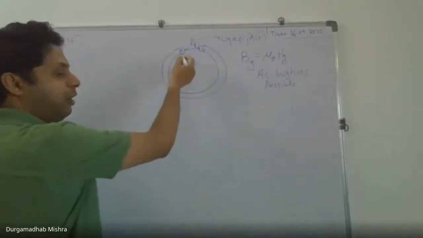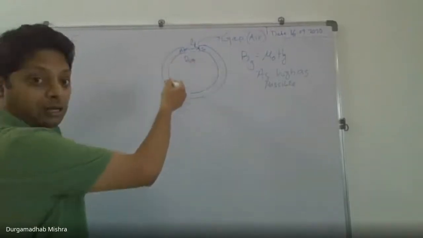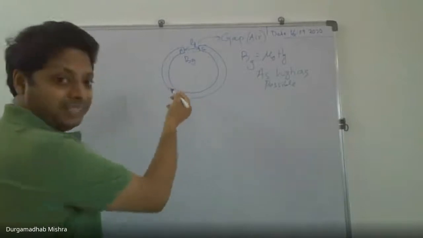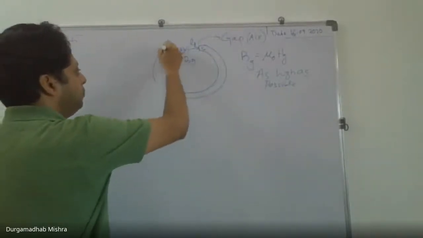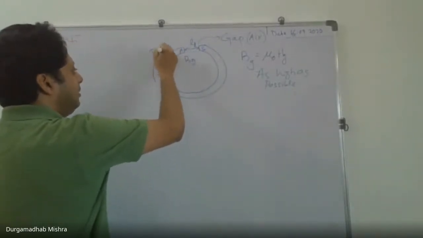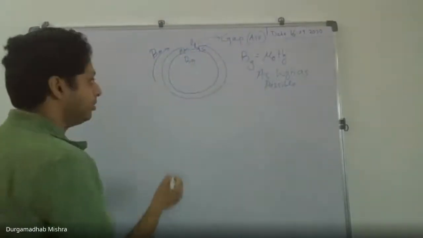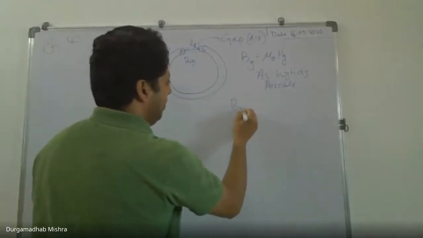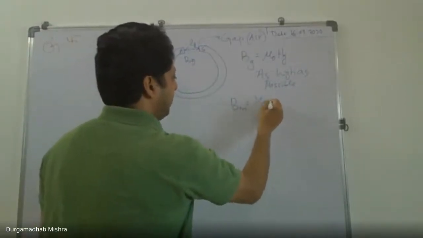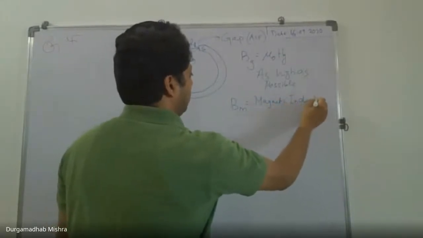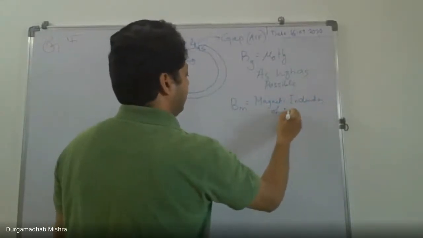Now, of course, the magnet has a certain magnetization. So this will have a magnetic induction Bm, that is of the magnet. Okay. So Bm is the magnetic induction of the magnet.